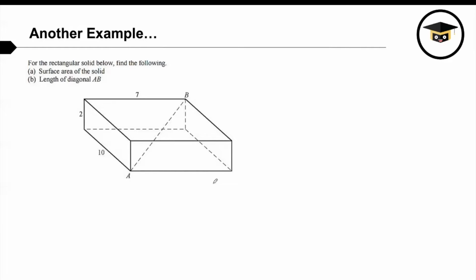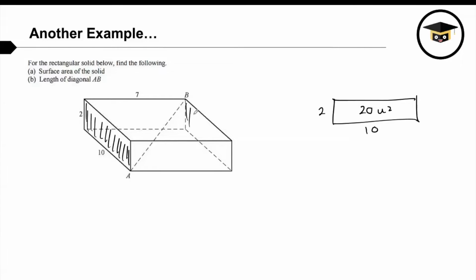So for the rectangular solid below, find the following. Part A is the surface area of the solid. Now to find the surface area of any solid, we just need to add up the areas of all the faces. So this first face is a rectangle on our left-hand side, and we can see that it has dimensions of 2 by 10. 2 by 10 means we have 20 units squared.